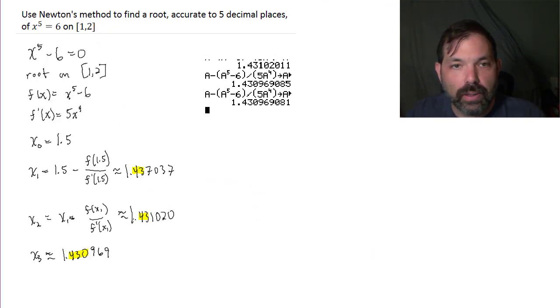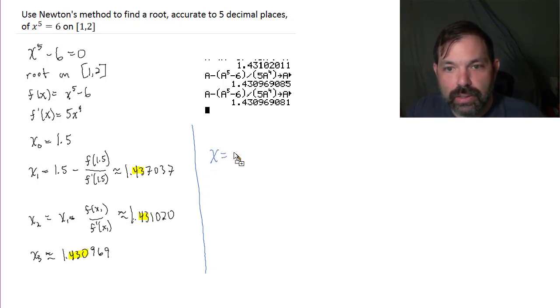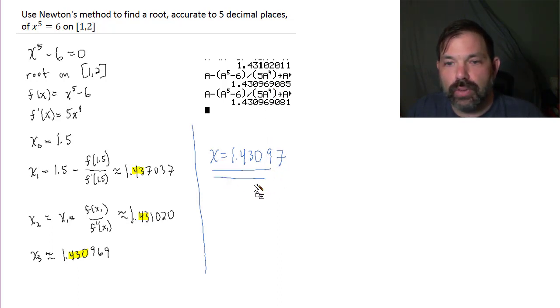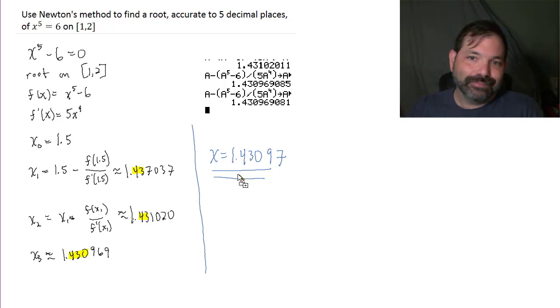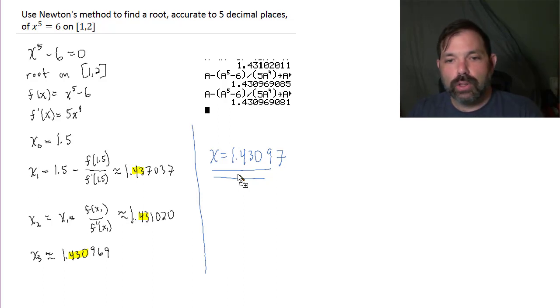So then, using Newton's method, what I can say is, accurate to 5 decimal places, x is 1.43097, right? Rounding up appropriately, that's the root of the equation to 5 decimal places. Now, do you have to use this calculator method? No, you can calculate each of these terms individually. You're going to have to write down a bunch more numbers. So why not learn how to use an algorithm on your calculator?